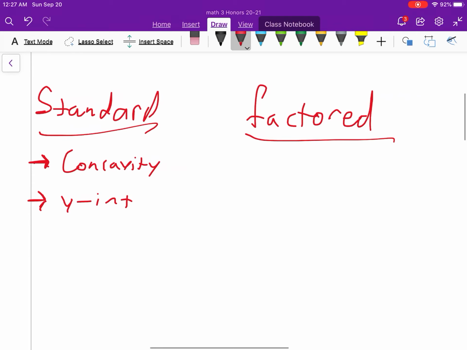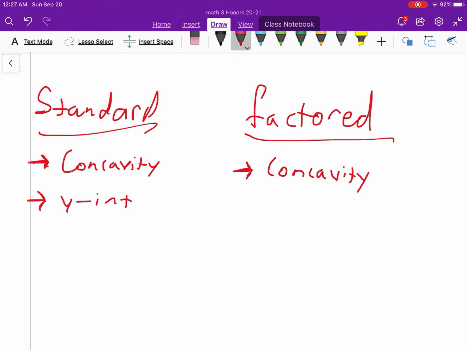In factored form, you again can get concavity, which just tells you whether it's concave up or down, whether the arrows are going towards positive infinity or negative infinity. And then in factored form, you can find the x-intercepts.